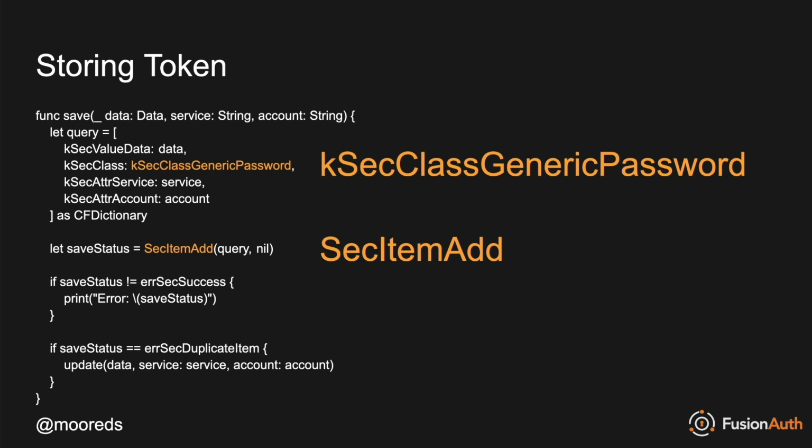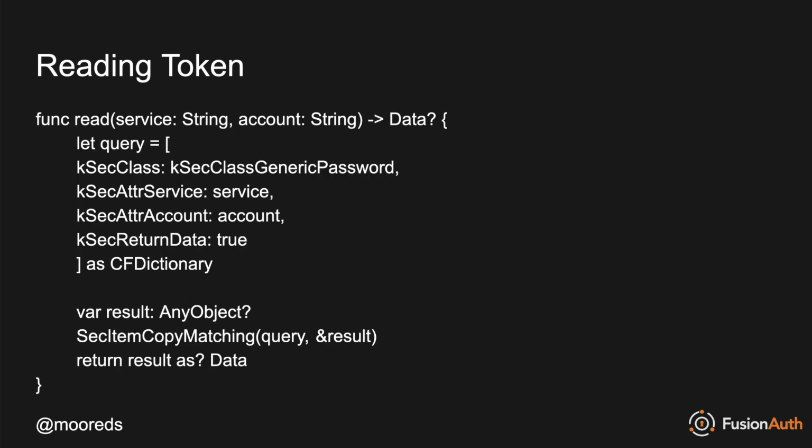Looking at the token storage code, important things here are that we're storing it as a generic password, and we're using SecItemAdd, which is storing something on the keychain. To read the token, we're basically pulling it off of the keychain. Again, we have the indicator of the service that it is associated with, so that you can, again, put multiple different tokens onto the keychain.